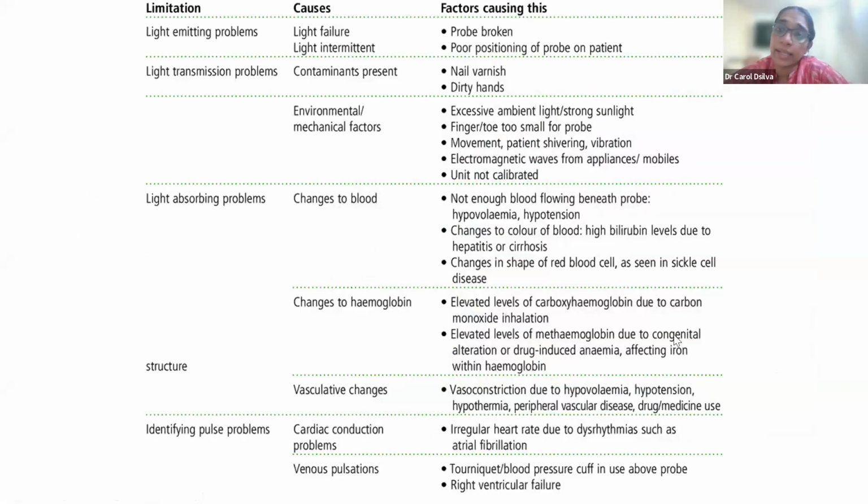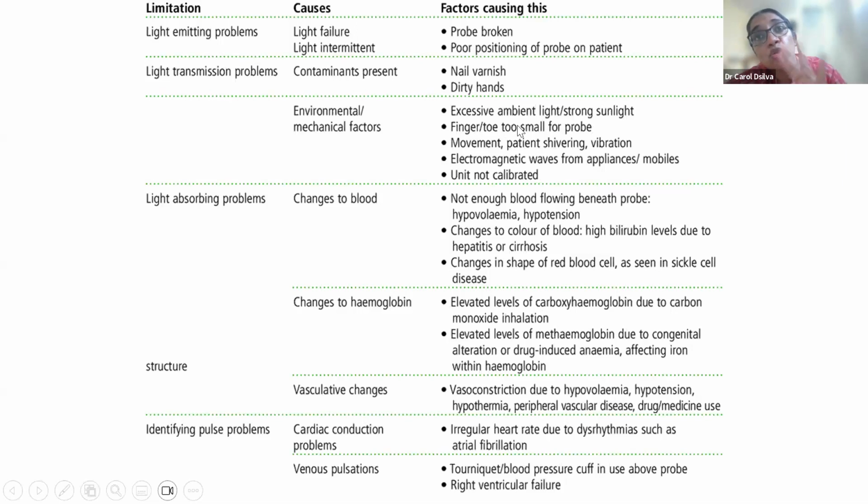But is it without any limitations? No. There are a lot of limitations that come with doing a pulse ox, which you should be aware of. First things first, if your pulse ox is not the correct type of pulse ox, or it's broken, you're not going to pick up anything. Patients with nail polish, sometimes you will not be able to pick it up. So it's wise to always remove the nail polish and then use your pulse ox.